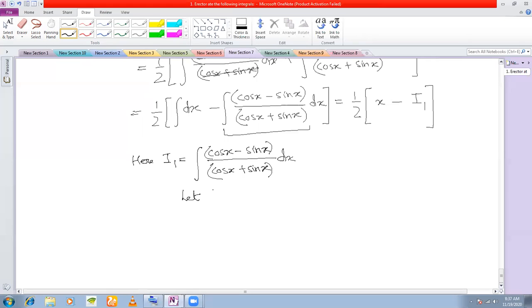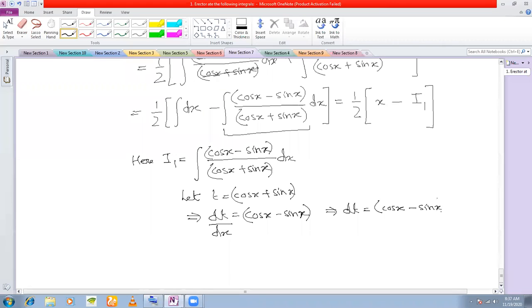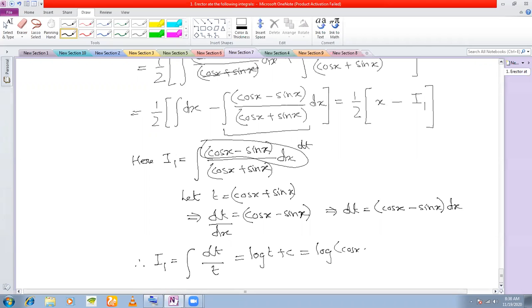You put t is equal to cos x plus sin x, because you have already seen that on differentiating the denominator, you are getting the numerator. That means dt is cos x minus sin x dx. Now put it in this integral. Therefore, I1 here is integral of dt, the entire numerator becomes dt, and the denominator you have taken as t. So this becomes simply log t plus c. Now you put back the value of t, you get log of cos x plus sin x.